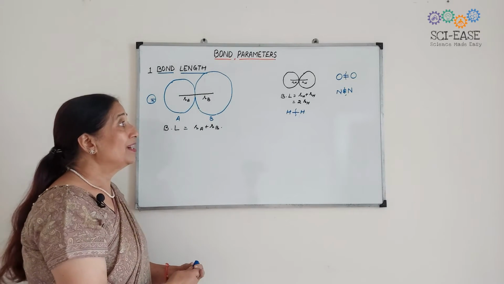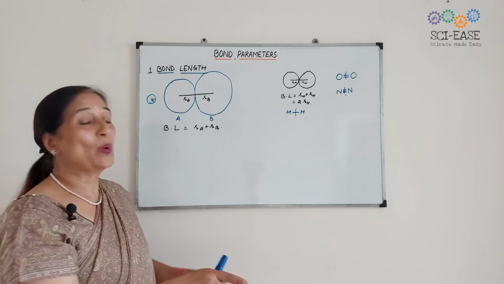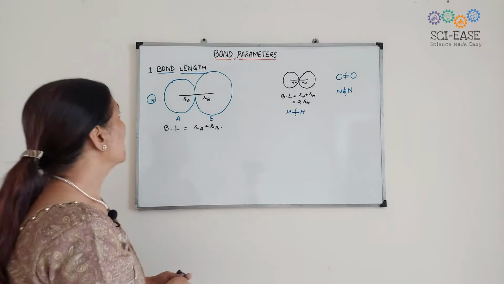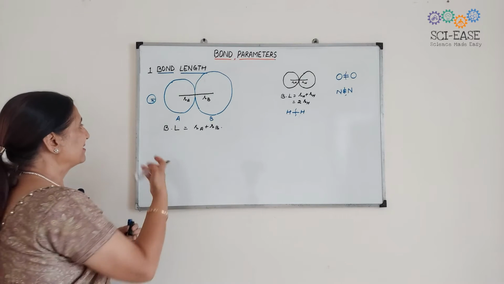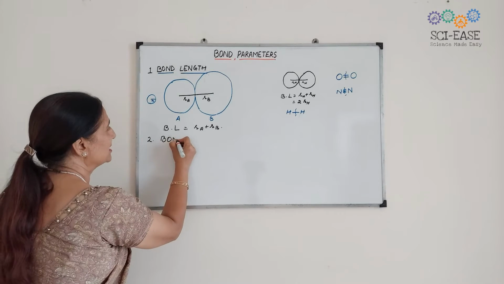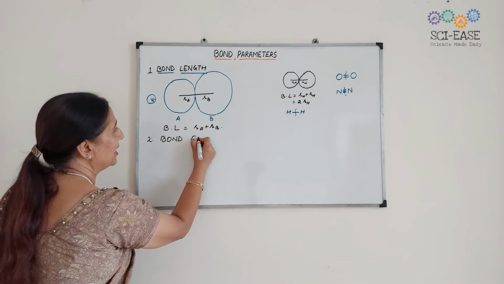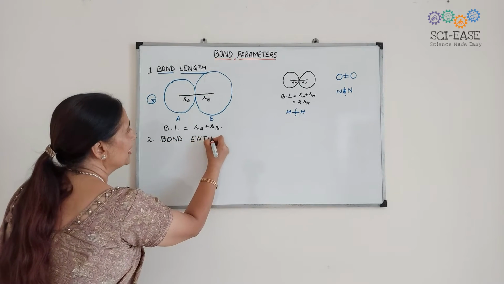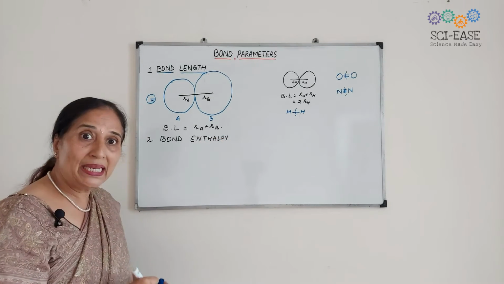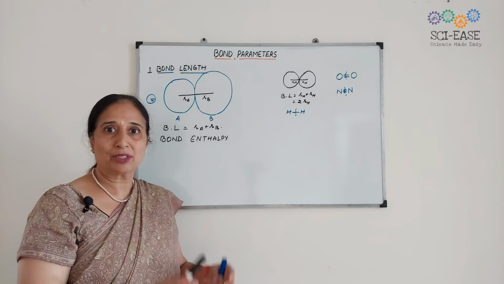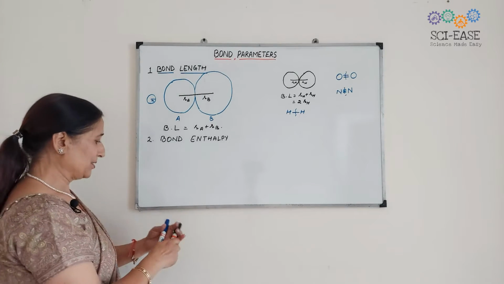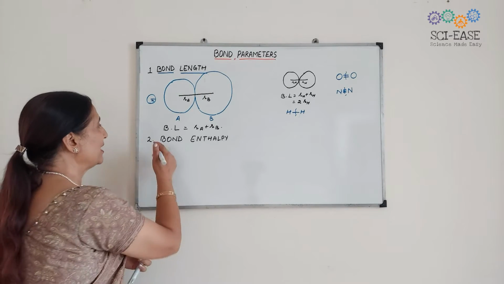Okay, so the energy that is required here, the term is enthalpy. The second bond parameter is bond enthalpy. Here we are considering 1 mole of the bonds between two particular atoms in their gaseous state. So what is bond enthalpy?